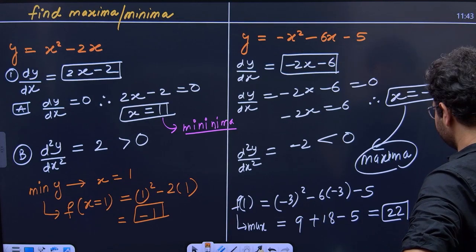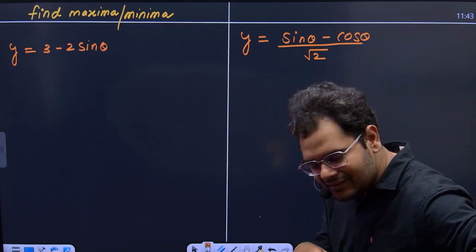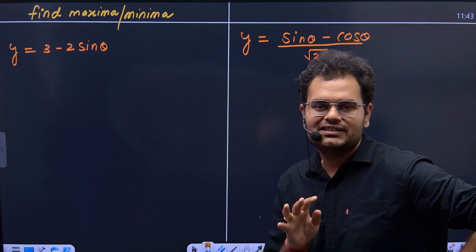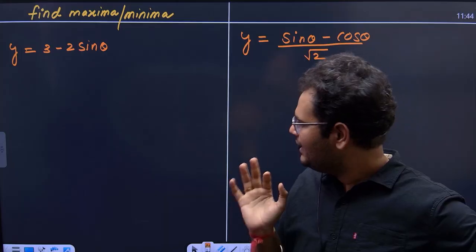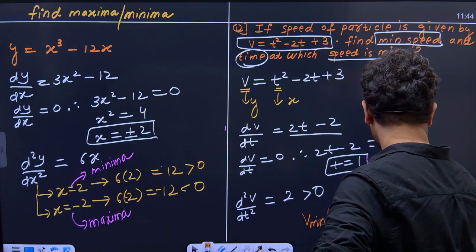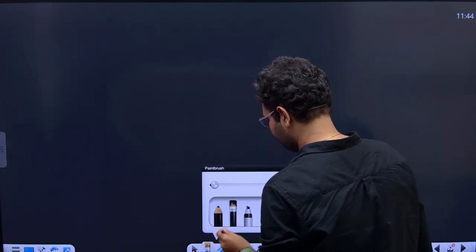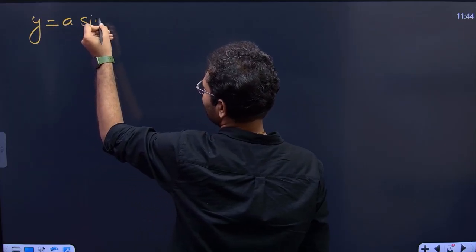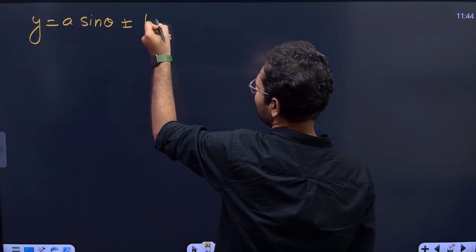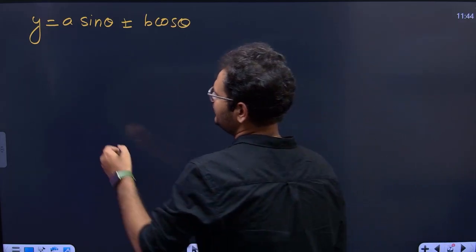Before we start with trigonometric functions, I want you to understand how to find the maximum and minimum value of trigonometric functions without even using differentiation. Very important. Let me discuss, then we will discuss some questions. For trigonometric functions, the function should be of the form y is equal to a sin theta plus or minus b cos theta. My function should be of the form like this. Sir, what is an example of this? I will tell you. Many examples we can give.